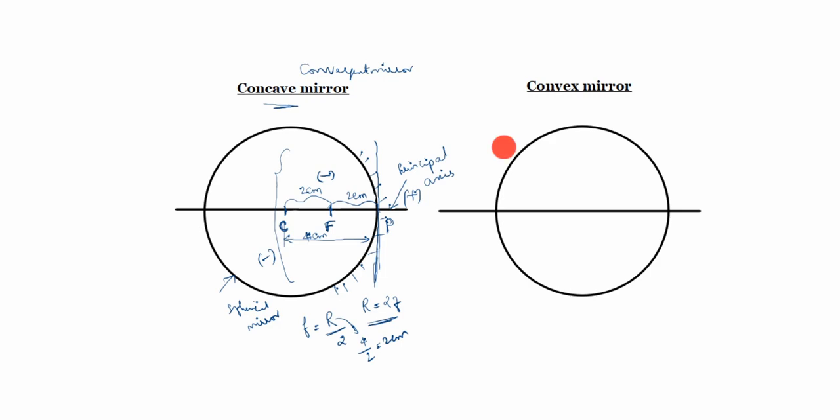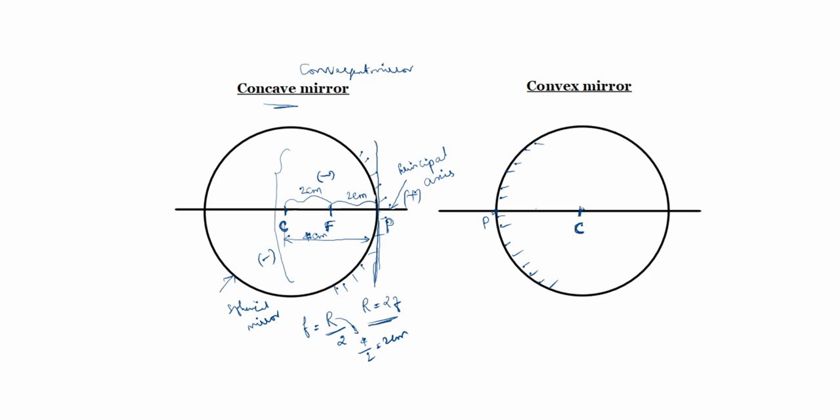So in convex, the outer portion is the reflecting one. So this is polished, this is silvered. This portion is silvered in this case. What we see here, the center of curvature: the reflecting surface is curved outwards, and the center of the sphere is on this side. You see here, the center of sphere is here only, no? The pole is a point on the reflecting surface of the spherical mirror, correct?